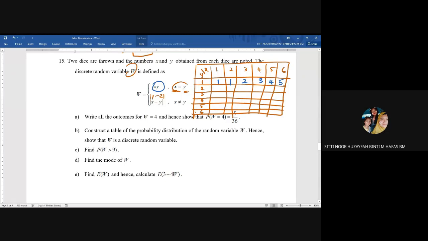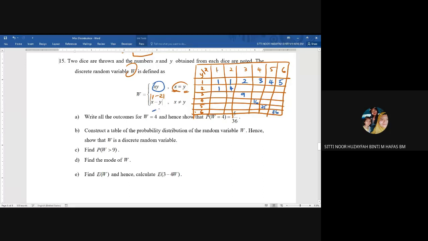The next one, this outcome. So 1 and 2, is it the same value? It's not x equal to y. So x not equal to y means that we have to find the difference. So 1 minus 2 is negative 1, and because we have the absolute, it will be 1. So generally, if we look, the diagonal one in the middle is actually the same value. So 2 and 2 we just multiply, it will be 4. 3 and 3 will be 9. 4 and 4 will be 16. 5 and 5 will be 25. And 6 and 6 equals 36.